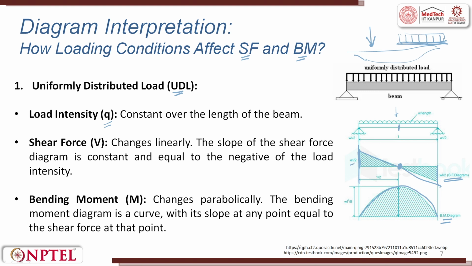So here you can see W, and here it is WL by 2. The shear force will be WL by 2, it will come to 0, then go to WL by 2 on the other side. And here it will be W, so it is a parabola. The highest value will be WL square by 3. So this will be the magnitude.